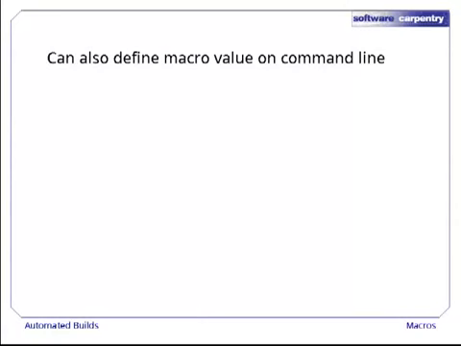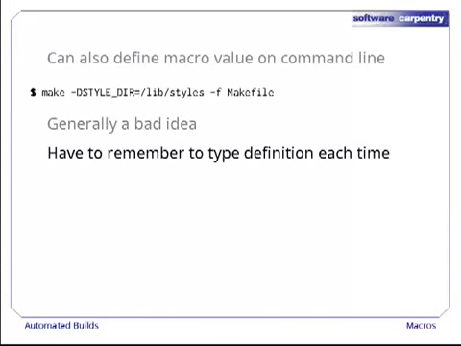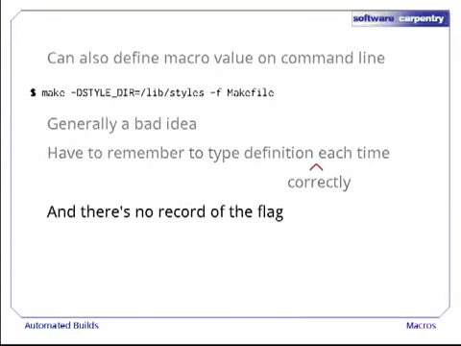We can also solve this problem by defining styledir on the command line each time we run make. To do this, we use the -D flag and specify the macro's name and the value we want to give it. This is almost always a bad idea though. We have to remember to type the definition each time, and we have to type it correctly each time. This isn't too bad with just one definition, but if there are half a dozen, well, you see the problem. There's also no record in the Makefile itself of the flag, which makes life harder for other people who want to recreate our paper. How do they know what to type?